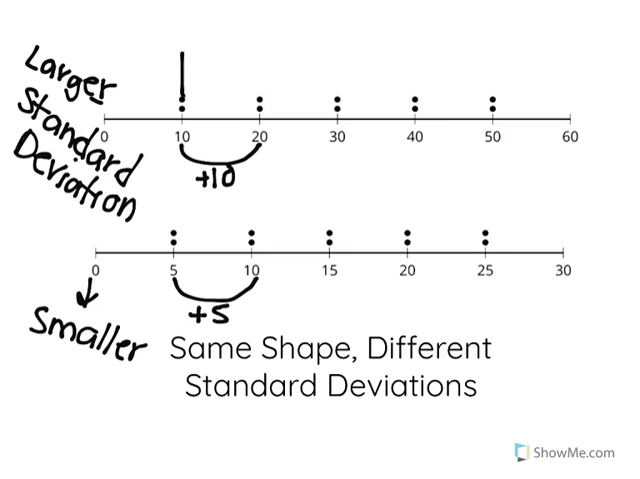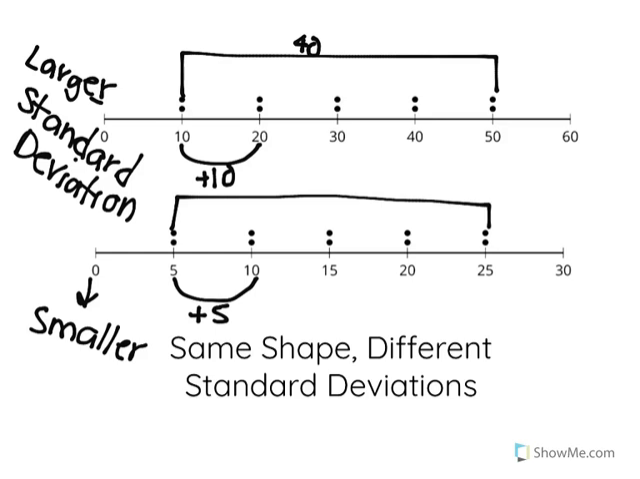Because from 10 to 50, that's 40. That's going to be 40 for us. But from 5 to 25, that's only 20. So when we talk about variability, 40 is a lot more spread out than 20. So the bottom one is going to have that smaller standard deviation.